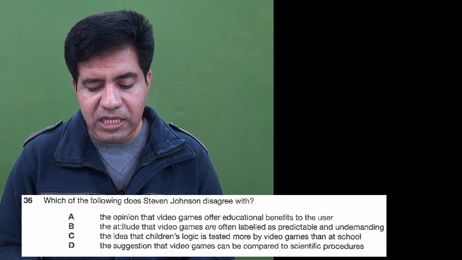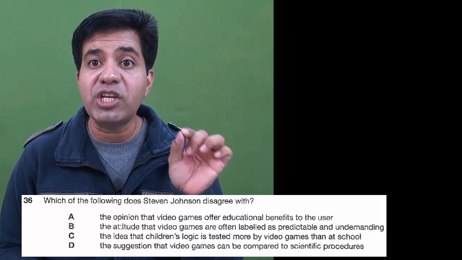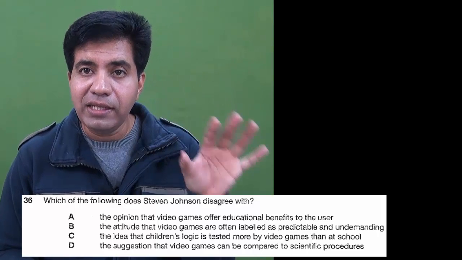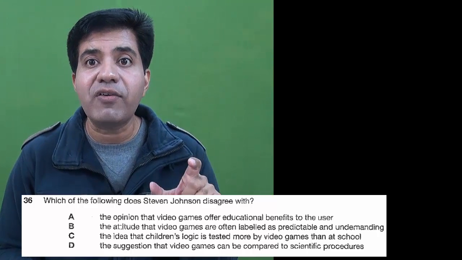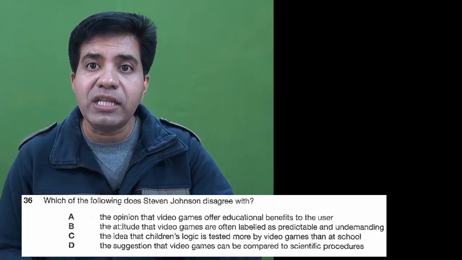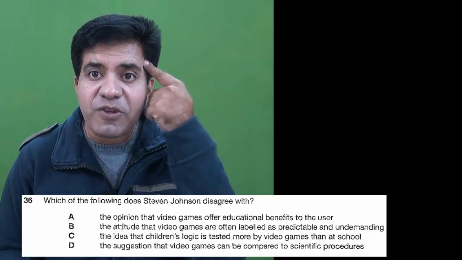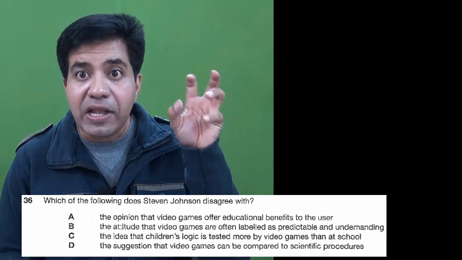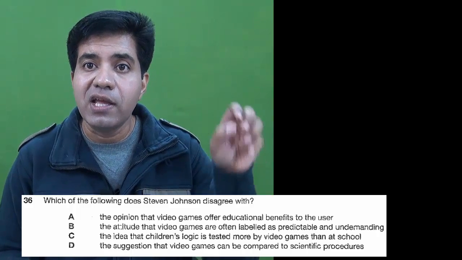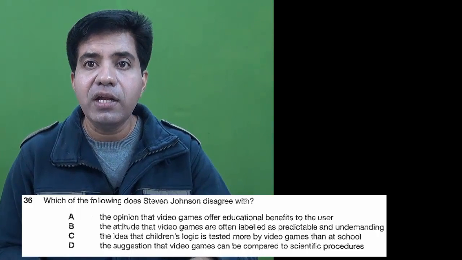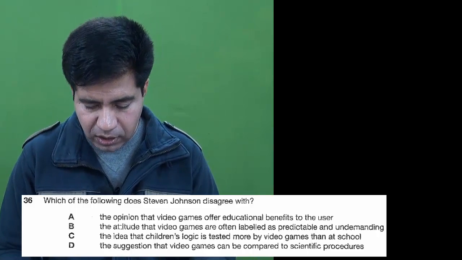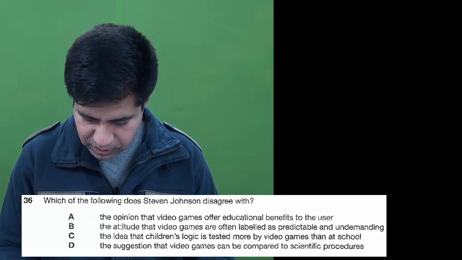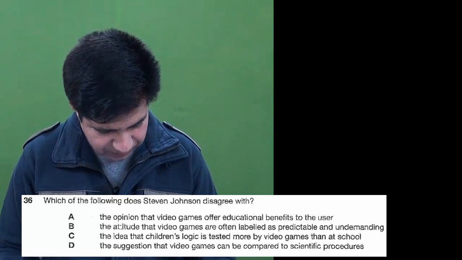Let's see question 36. Which of the following does Stephen Johnson disagree with? Stephen Johnson. Underline that in the passage. Scan for Stephen Johnson, and then you've got to see he disagrees with something. Before you read these four options and confuse your mind, go back there and see what he disagrees with. Once you find it there, then it's going to be easier to find here. Let's find Stephen Johnson. Okay.